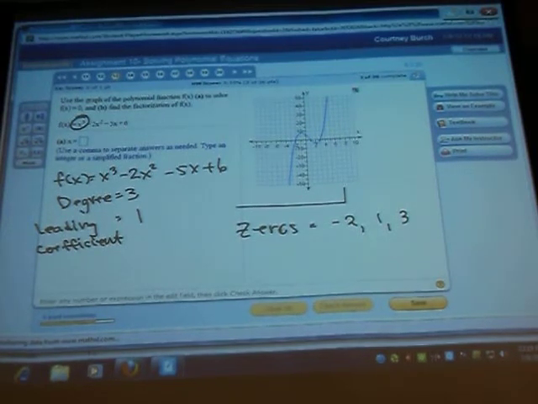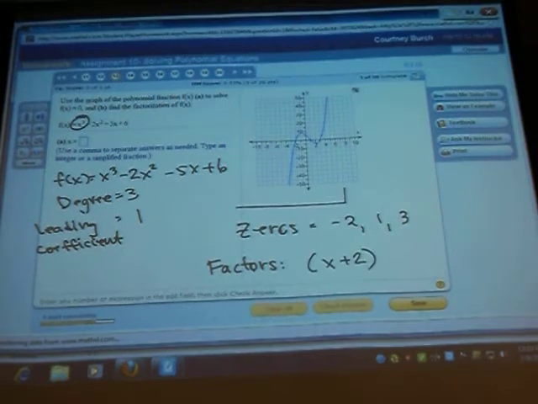Okay? Now what I'm going to do is say what factors would give me those zeros. What factor would you set equal to 0 in order to get -2? X plus 2. You just need to reverse the sign. -2 comes from x plus 2. +1 comes from x minus 1.